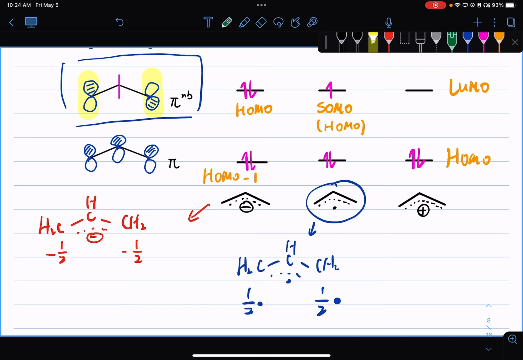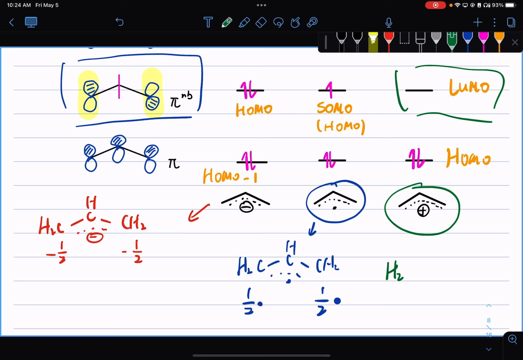The cation is the same idea, but now we're talking about a cation, or it wants electron. So we're looking at its LUMO. So what we have is structure like this. So we have plus 1/2 and plus 1/2. All right.